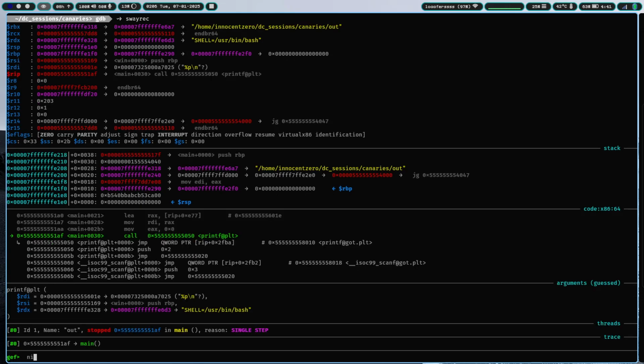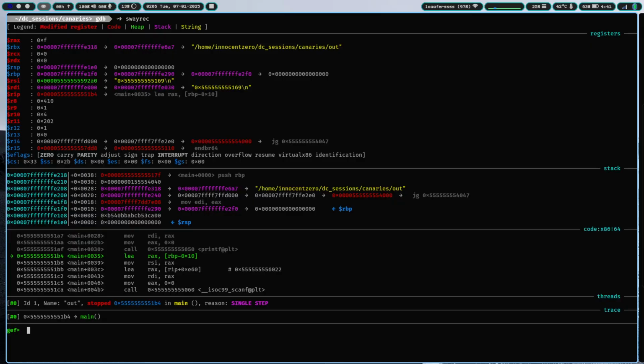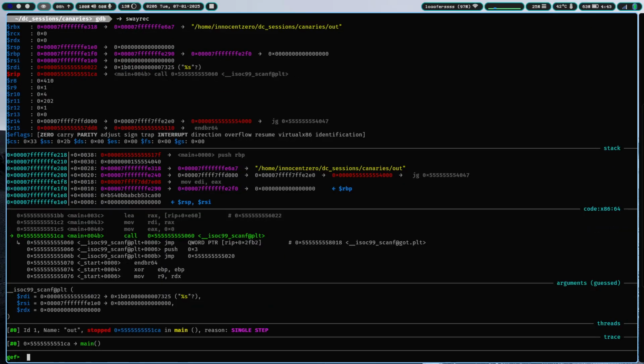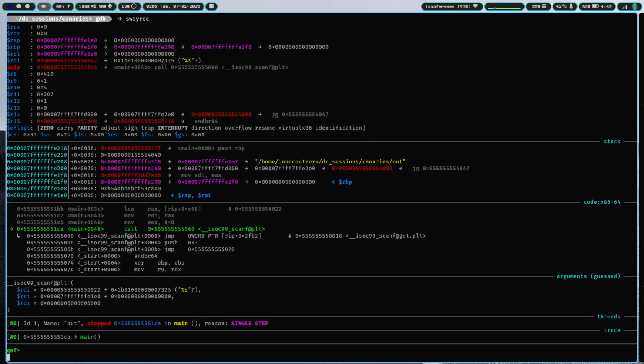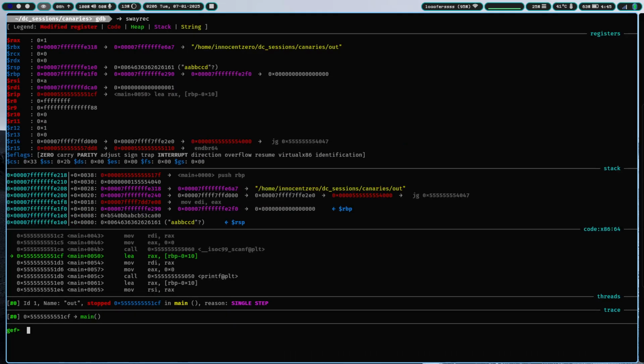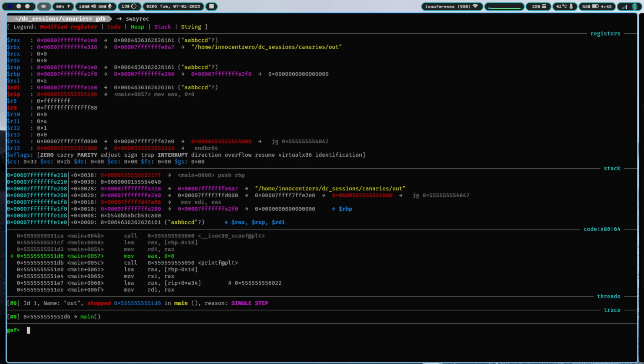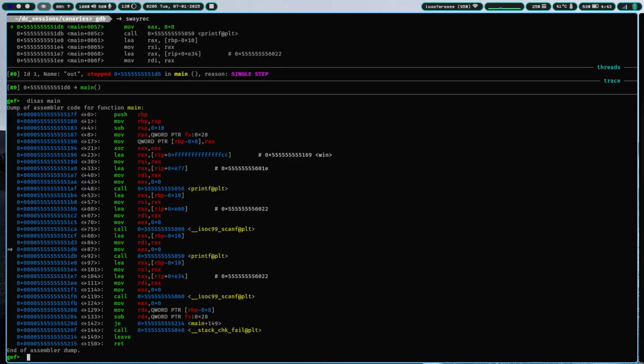So printf, I don't care about printf right now. Scanf. ABCCD. I'll type 7 characters because it has to be the null. So yeah, that has been written to the buffer. Oh, I had to set up a breakpoint at ret, right?